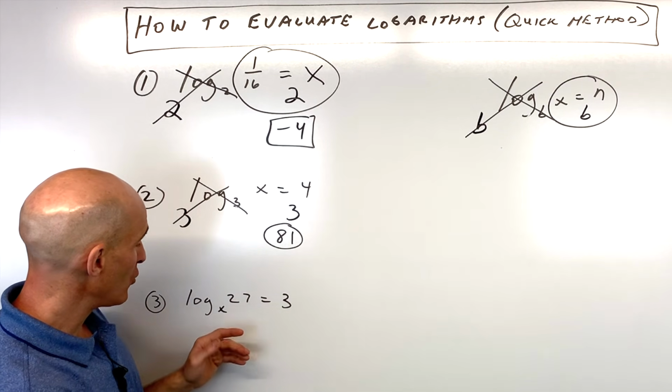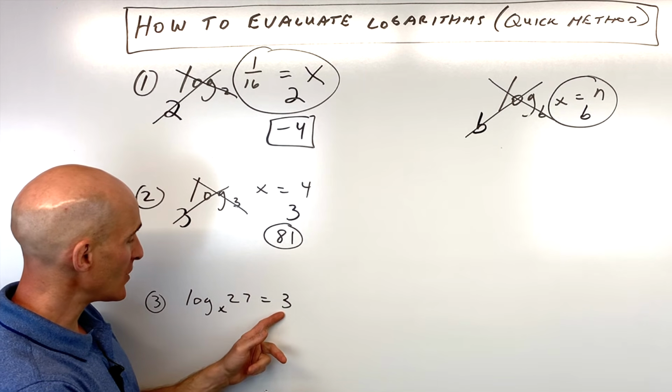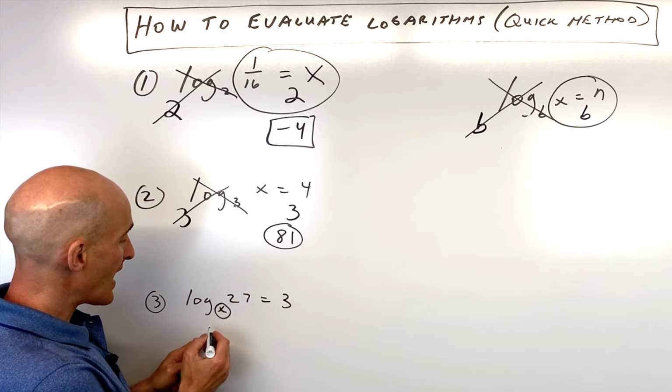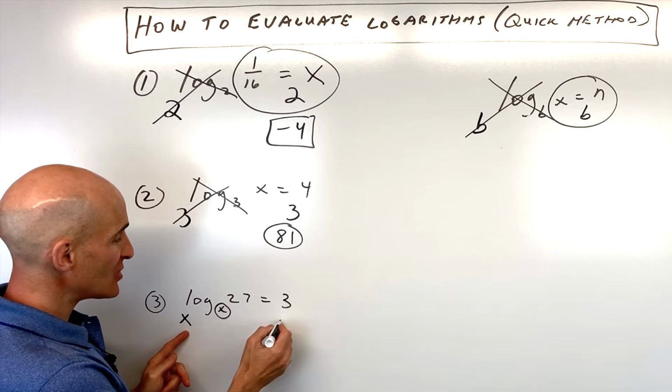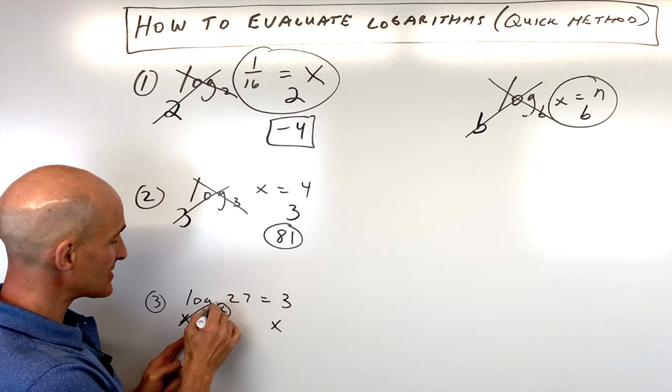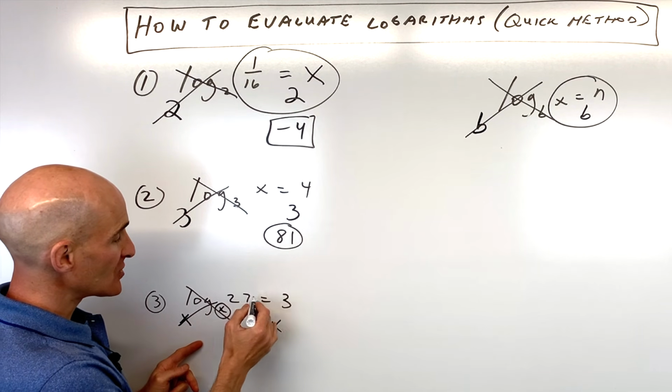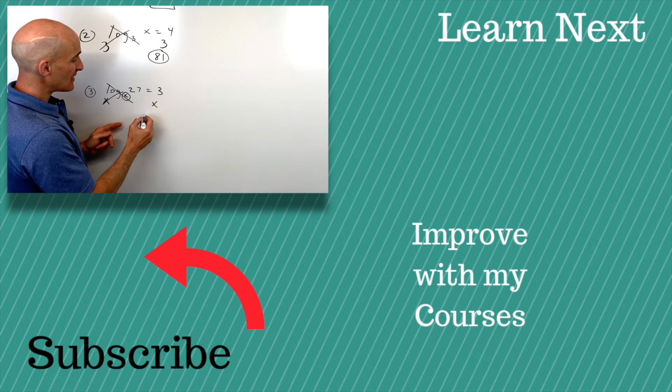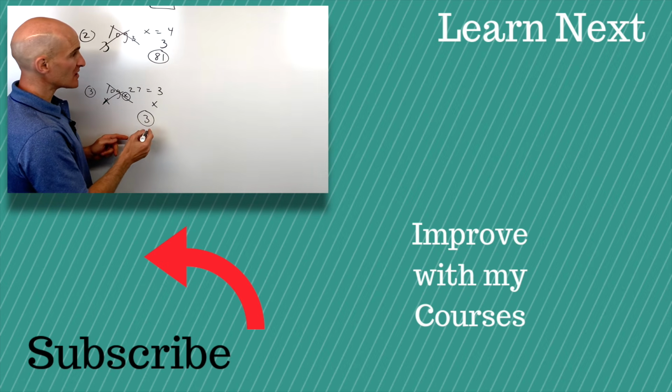And the last example, log base x of 27 equals 3. We're trying to solve for the base now, but we can do the same thing. We can exponentiate both sides using that base x. These are inverses. x cubed equals 27. Well, that means that x must be 3 because 3 cubed is 27.